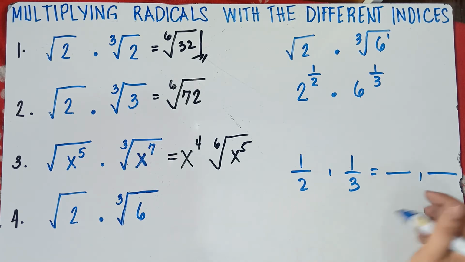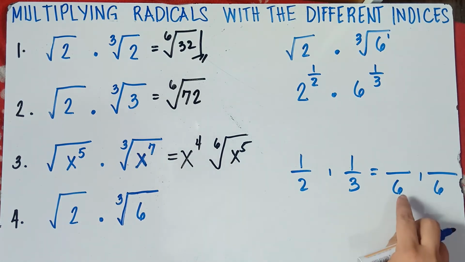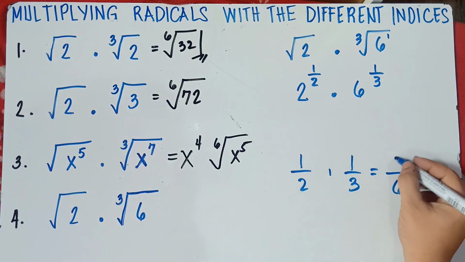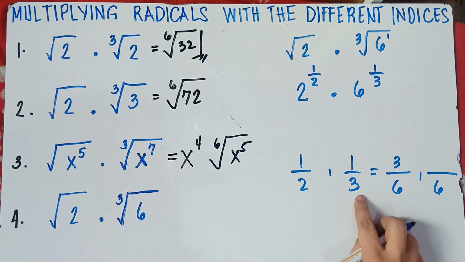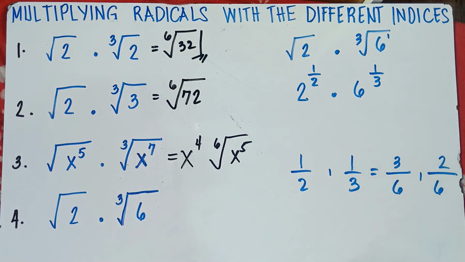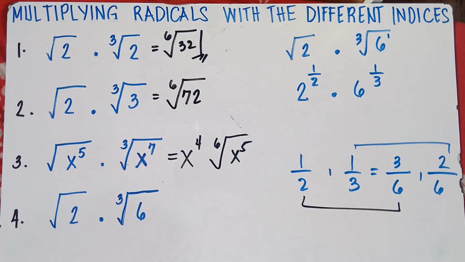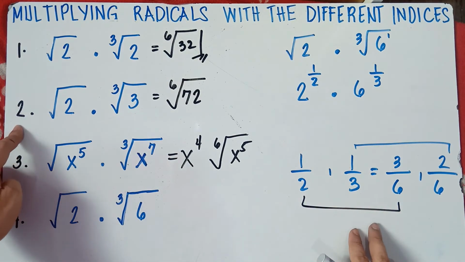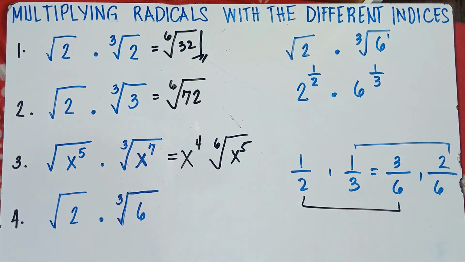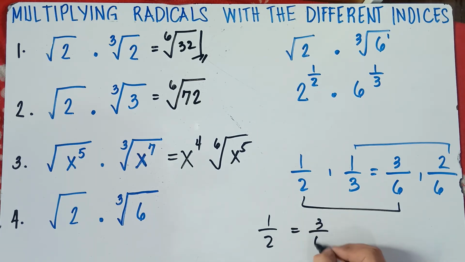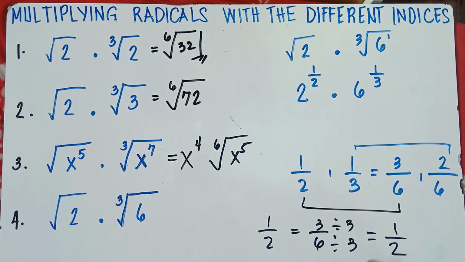So for 2 and 3, the LCD is 6. 6 divided by 2 is 3, times 1 is 3. And 6 divided by 3 is 2, times 1 is 2. So this 1/2 we can write as 3 over 6, and this 1/3 we can write as 2 over 6. We already explained that a while ago for number 2, right? They will have the same value, class. 1/2 is the same as 3 over 6, because we can divide this by 3. 3 divided by 3 is 1, 6 divided by 3 is 2.